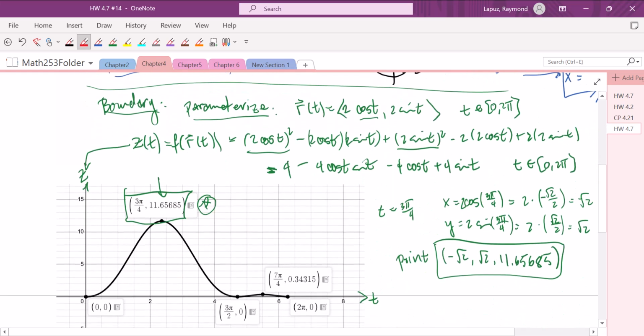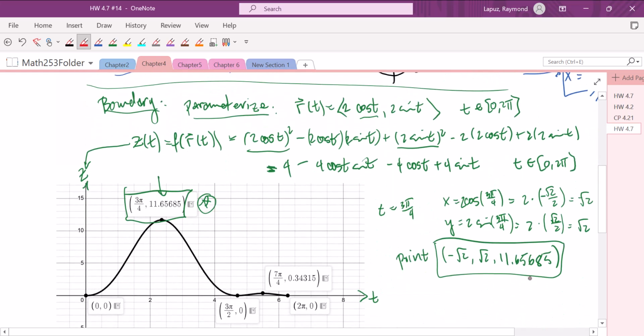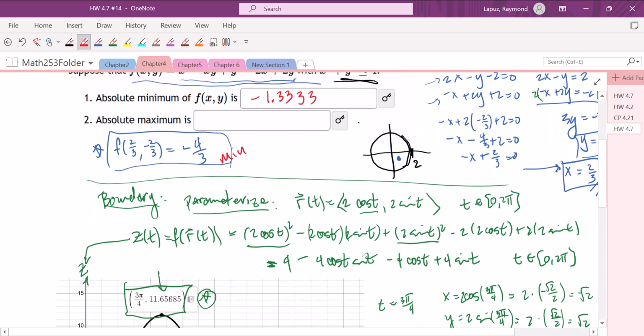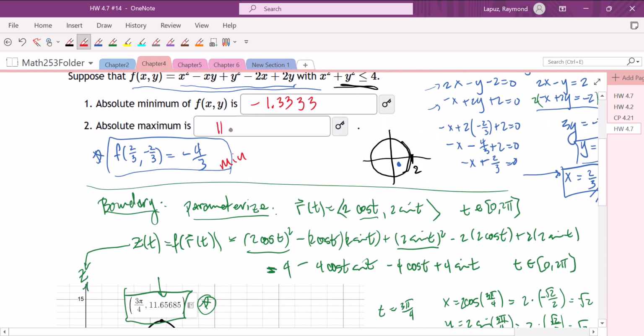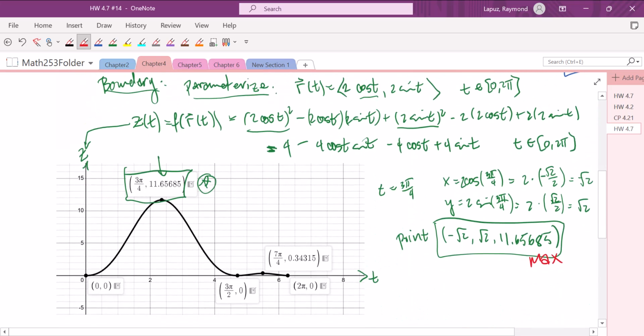And then our maximum value happens here, 11.6569, positive 11.6569. Okay. Again, we ignored these other points because they do not contribute to our absolute max and min.